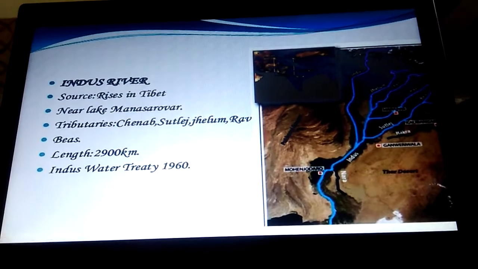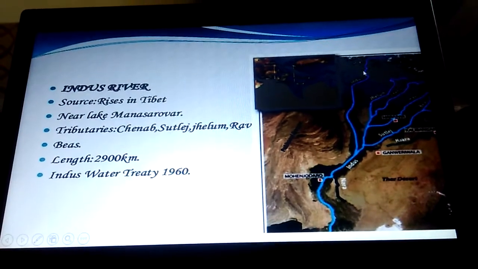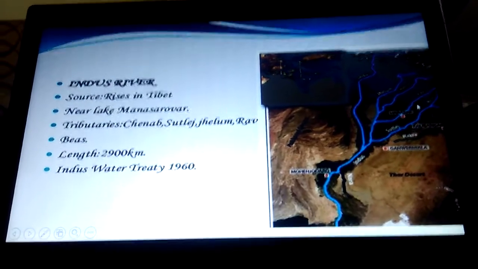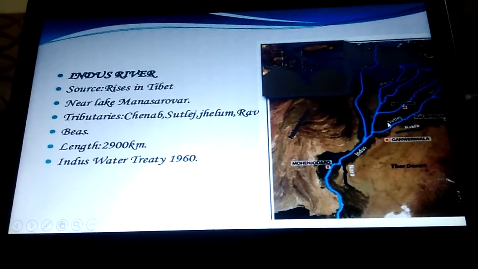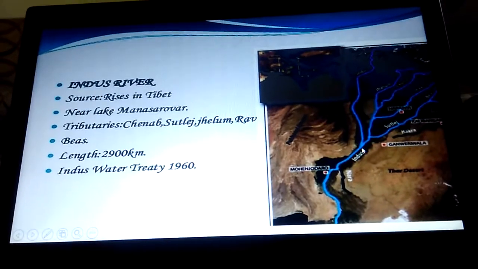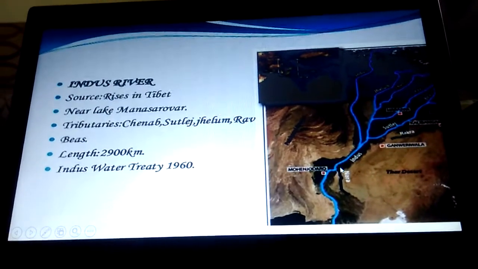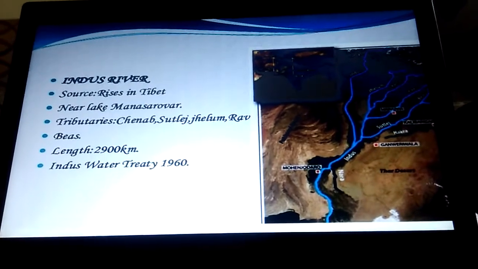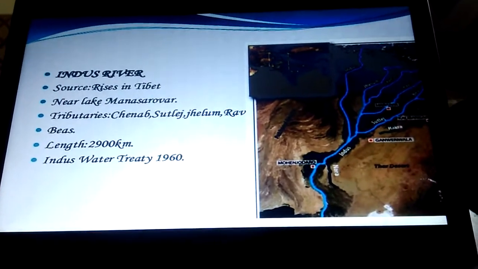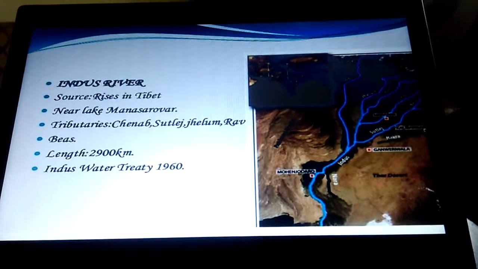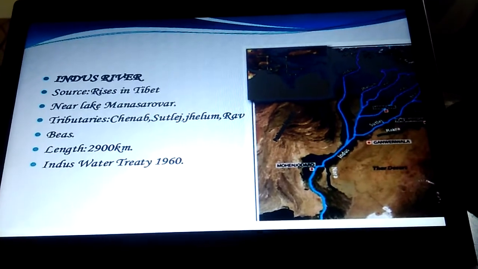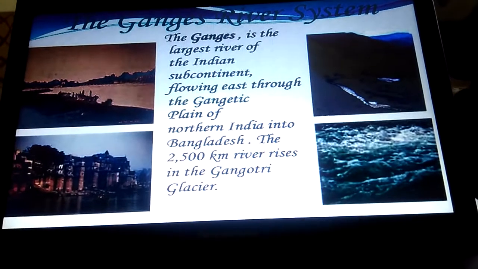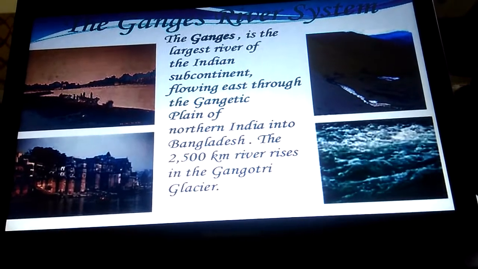And the Indus River consists of a large number of tributaries: River Jhelum, River Chenab, River Ravi, Vyas. All together they join River Indus in Pakistan and give water to Pakistan as well as India. The total length of River Indus is approximately 2,900 kilometers. Next, we talk about the Ganga River system.